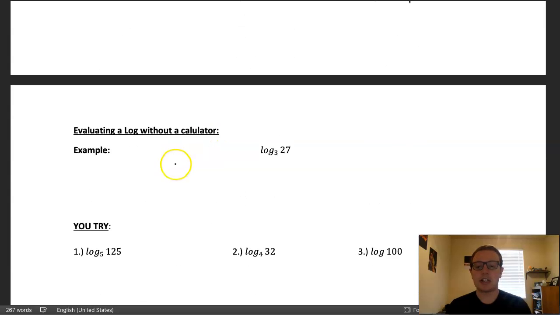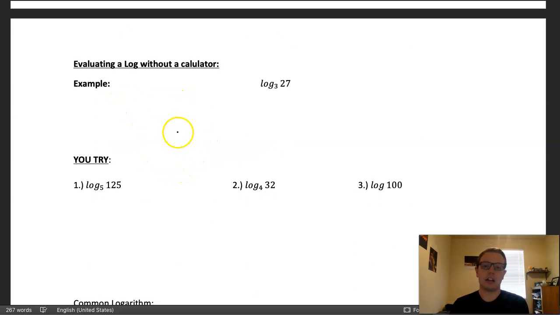Now, how do we actually define or evaluate a logarithm without a calculator? Let's say you have log base 3 of 27, and we're trying to answer this. The way we do this is we're going to set this whole equation equal to some value, equal to x. And then we're just going to convert between the two. So we're going to say log base 3 of 27 is equal to x. Well, we can move the base 3 to be the base of our exponent. And we have 3 to the x is equal to 27.